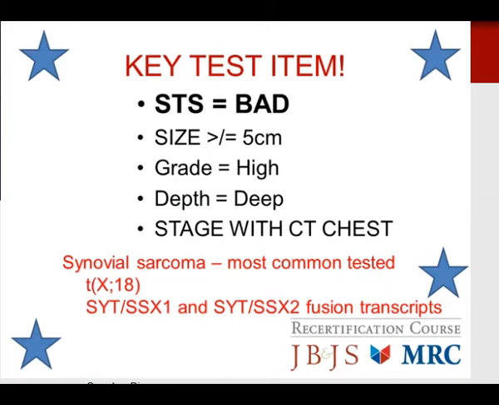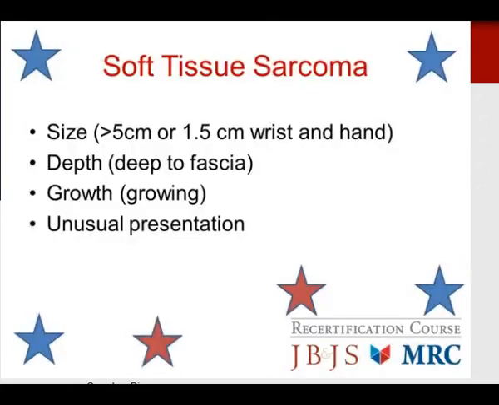The most common soft tissue sarcoma to be tested is a synovial sarcoma. There's a very specific translocation at the X18 locus. These also have a fusion transcript of the SYT-SSX gene. They are so specific to synovial sarcoma, and very few soft tissue sarcomas have them. The synovial sarcoma seems to be the most common soft tissue sarcoma tested.